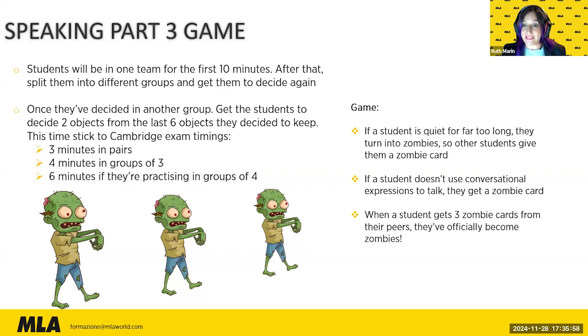If they don't use conversational expressions to talk, they get a zombie card. And then when they get the third one, that's when they're out of the game. It gets very competitive and it truly helps getting them involved. What else? You could do this yourself.